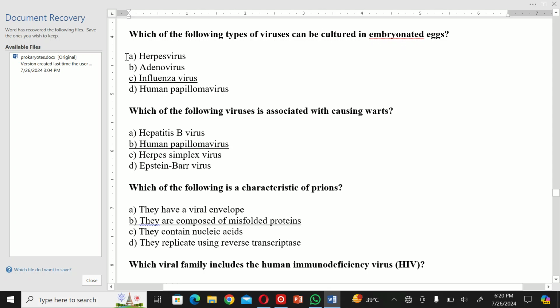The next MCQ is: which of the following types of viruses can be cultured in embryonated eggs? A. Herpes virus. B. Adenovirus. C. Influenza virus. D. Human papilloma virus. So the correct option is C.